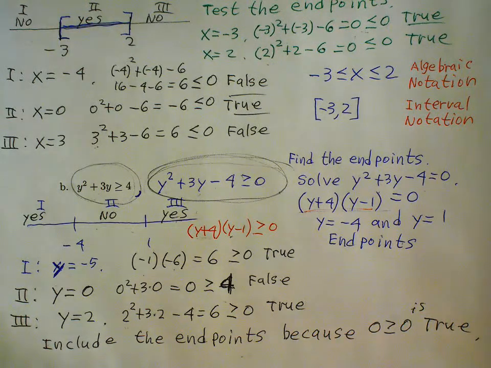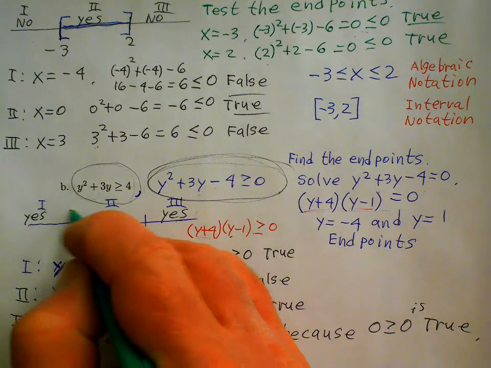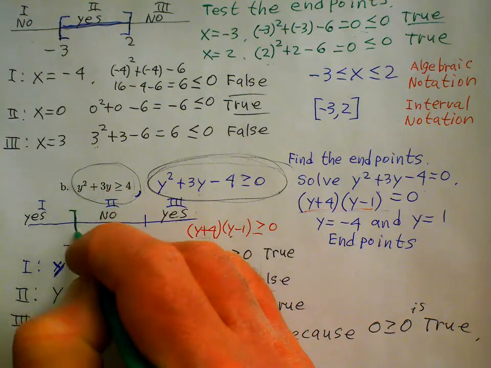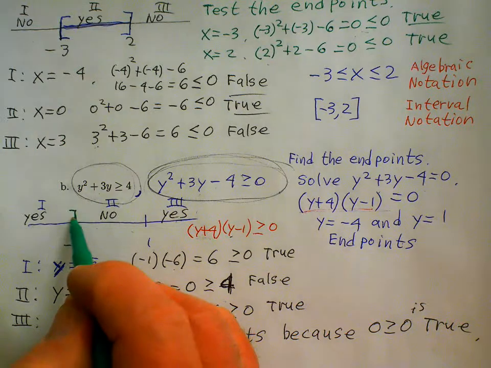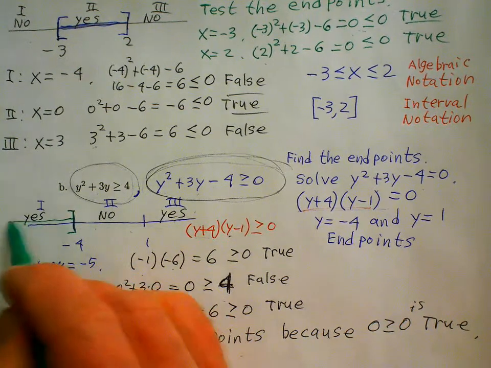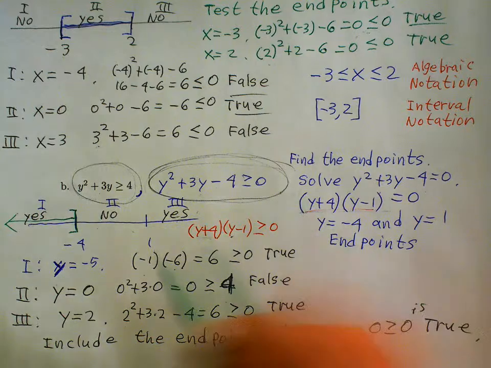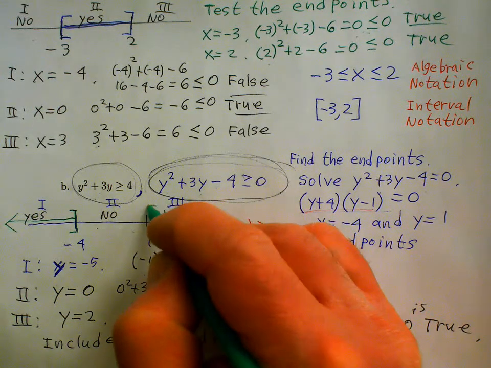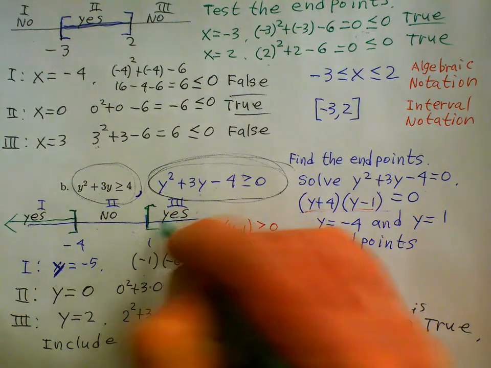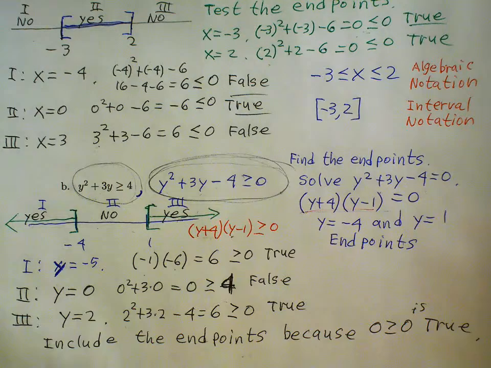All right, so graphically, since the endpoints are included, we put a bracket at -4. And the interval to the left is part of the solution set. And then at the other endpoint 1, we put a bracket that opens to the right and shade everything to the right.